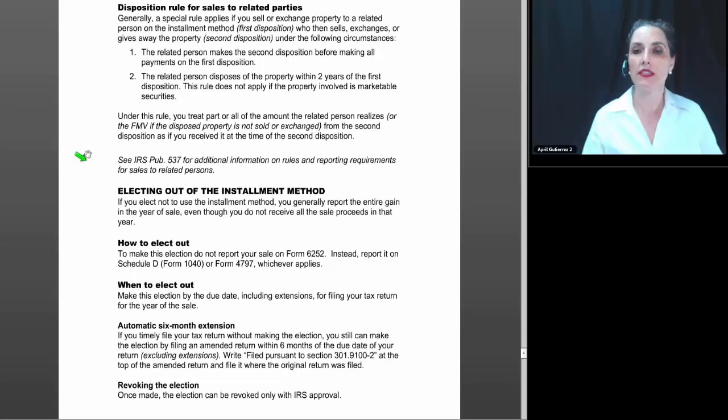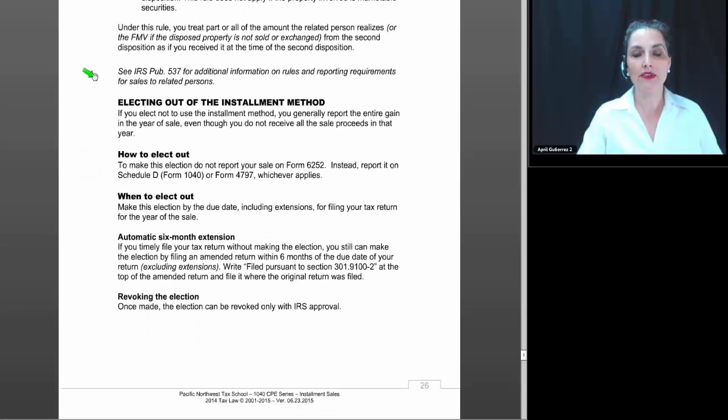So in other words, if you sell to a related party and then that related party in turn sells, then you are going to be treated as having received income from that second sale. So that's what the rules here are about. And if you are dealing with a sale with related parties, refer to Publication 537 for more information on what to do.